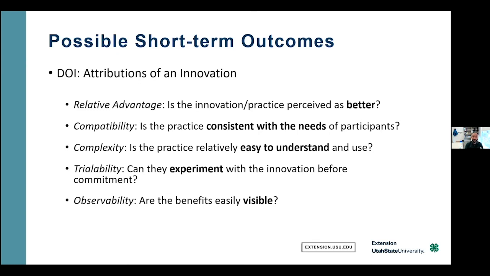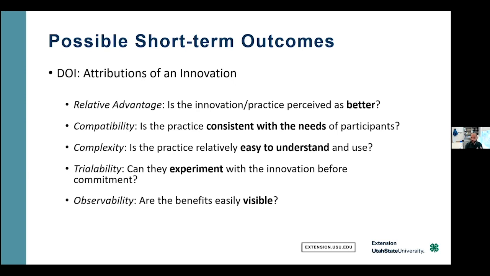Another aspect is complexity, how difficult it is to adopt it. Is it easy to understand? It is simple to use, all those different things. So this is the only factor here that relates to knowledge. And knowledge is only one part of complexity. Another one is trialability. Can they experiment with it on a short-term basis before committing to it? And then you have observability. Can they see the benefits of it?